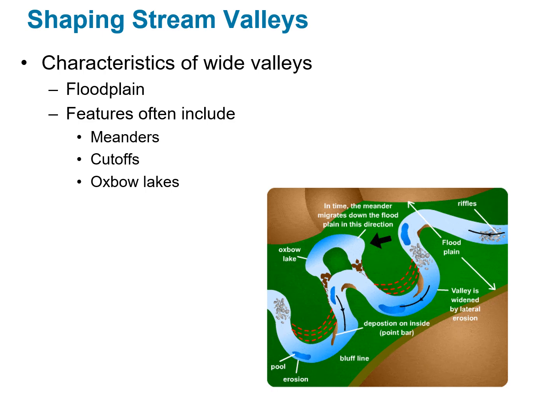Okay, so the characteristics of wide valleys is that you have a well-developed floodplain. You'll have meanders, cutoffs, oxbow lakes. You can see that process in that image here, the formation of an oxbow lake, meandering loops that grow larger and larger, then cut off and become more narrow. That's typical of a wide valley.